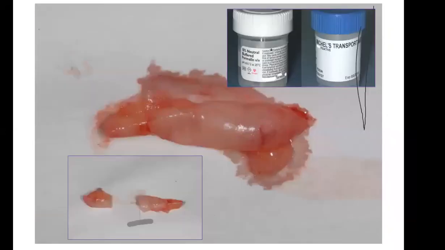And so you take out one deep wedge of tissue, split it into two parts, put one part in neutral buffered formalin for routine hematoxylin and eosin staining, and put the other part in Michel's transport medium.